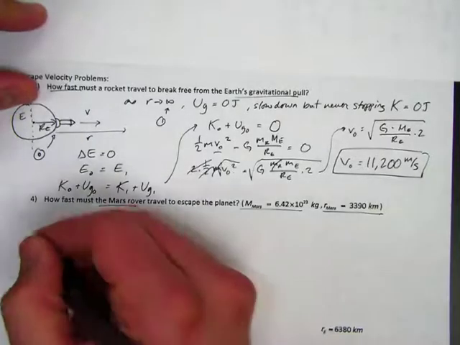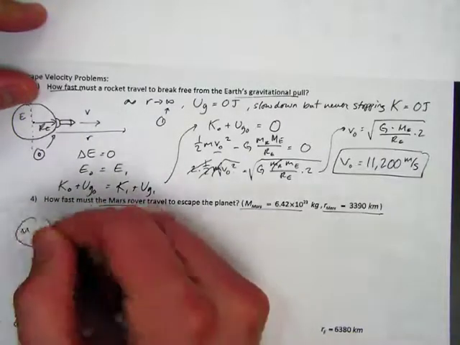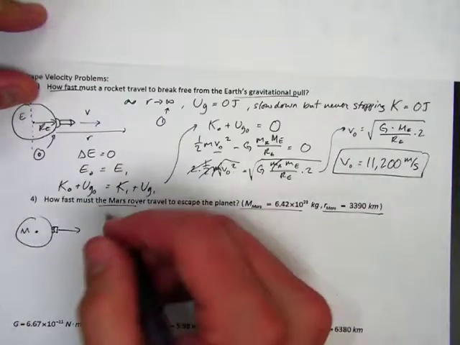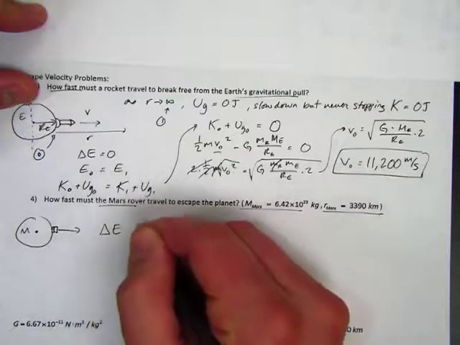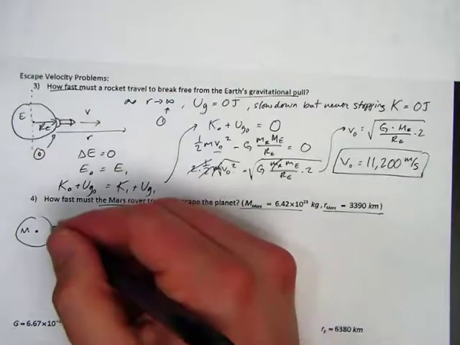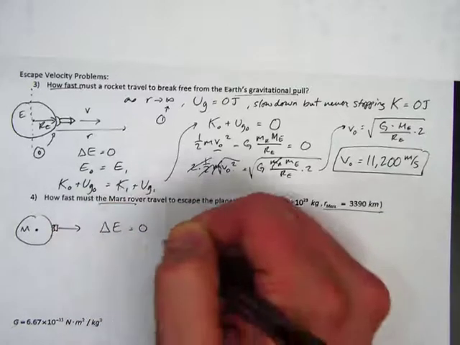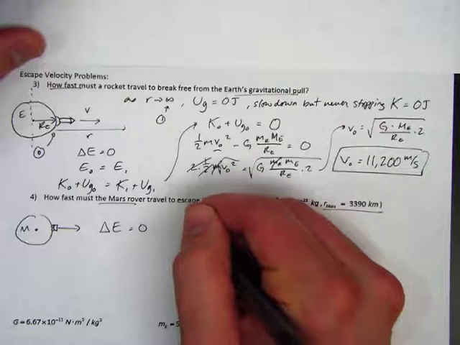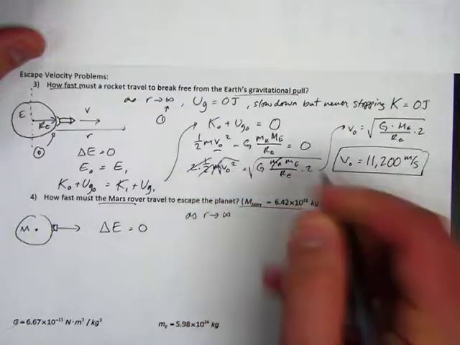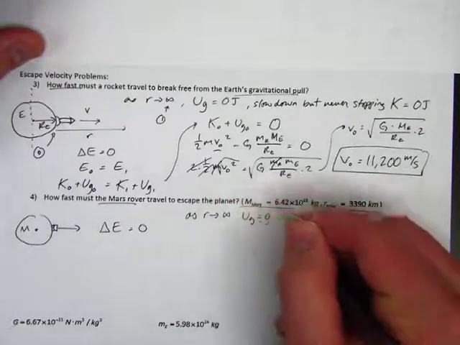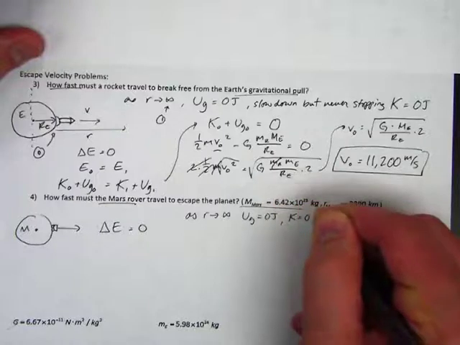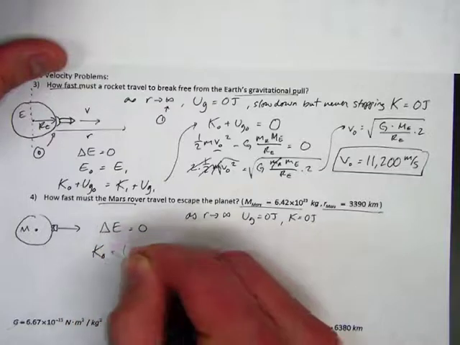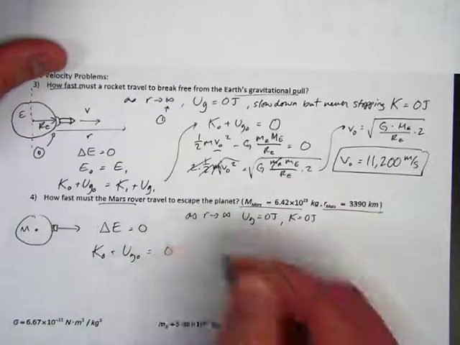Okay, same concept here. Surface of Mars, the rover gets launched. What's its escape velocity? So we know that delta E will be 0, meaning the total mechanical energy it has when launching will be equal to the total mechanical energy at any other given position. We also know that as r goes to infinity, U_G will be 0 and K will be 0. So we set up our escape velocity relationship: K initial plus U_G initial is equal to 0.